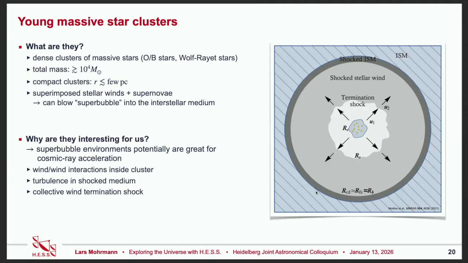Now, why are these interesting? Well, you can imagine if you have so many stars with massive winds packed so closely together, you inject a lot of energy, and so these are really nice environments for particle acceleration in principle, and several theories have been put forward here. Various places where the particle acceleration could happen. One possibility, for instance, is the termination shock of the collective cluster wind that you expect to form if you have a compact cluster.